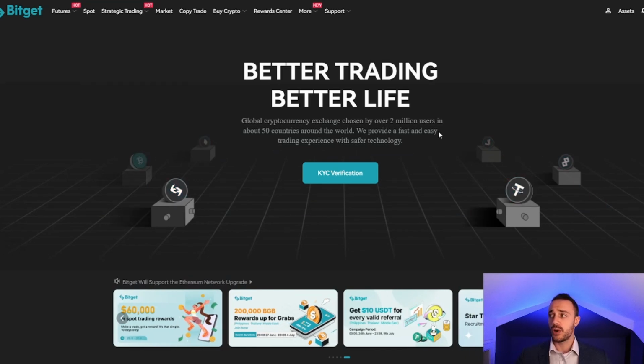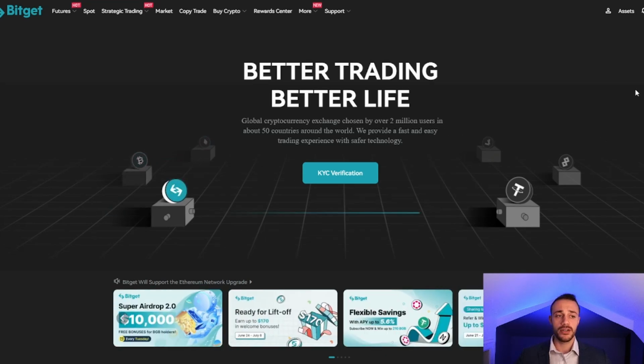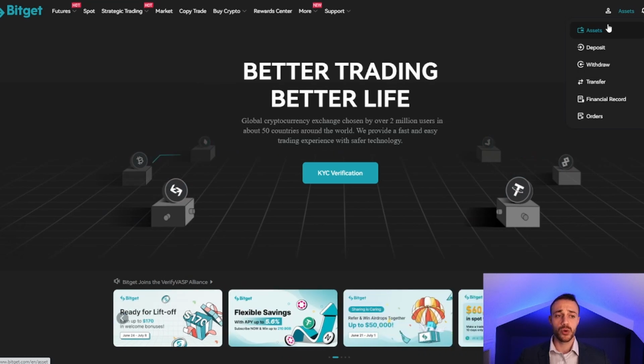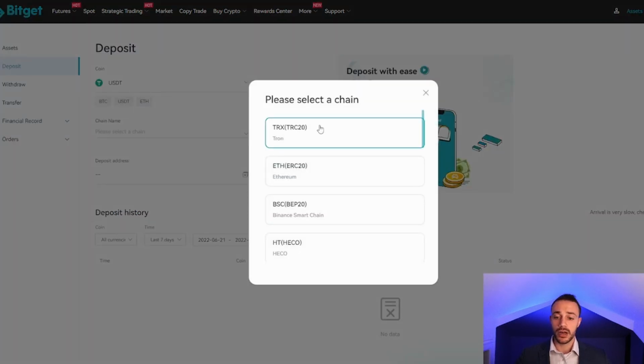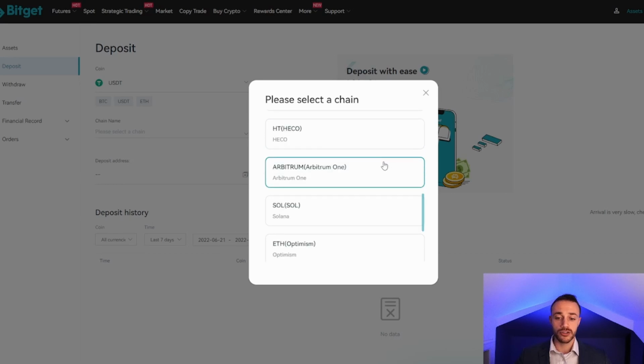How you do that is on the top right of the screen, where you'll see the Assets tab. You can click on Assets, and it will take you to your wallet, or you can just hit Deposit here, and it will take you to the screen where you can deposit funds. Most likely, if you're going to be trading futures on Bitget, you will be trading with USDT. So you're going to want to select USDT from the drop-down menu, and then you can select the blockchain that you want to use to send your USDT on. They have Tron, Ethereum, Binance Smart Chain, Arbitrum, Solana. So all the main chains.